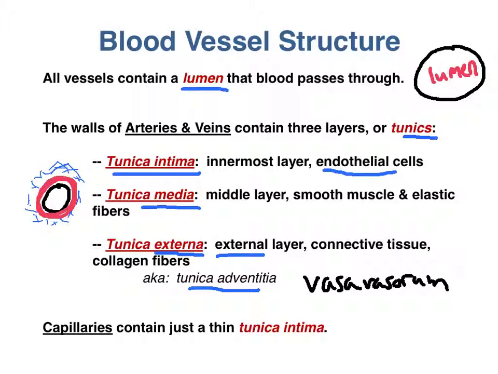Arteries and veins contain all 3 layers, but capillaries contain just a thin tunica intima. Capillaries also have smooth muscle-like cells surrounding them that are called pericytes. Pericytes help control the permeability of the capillaries, but they are not a complete muscular layer like the tunica media.